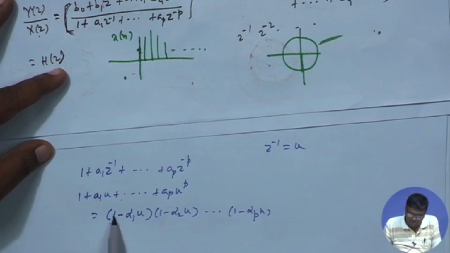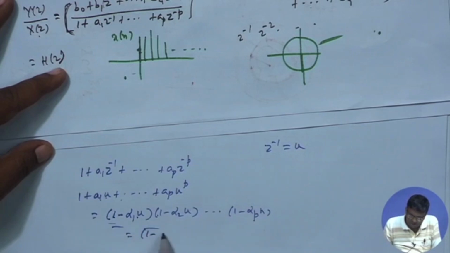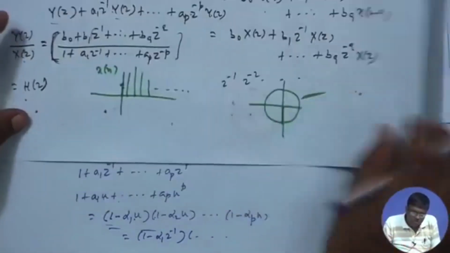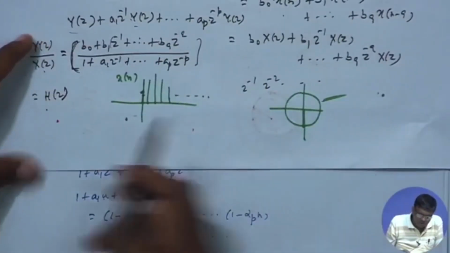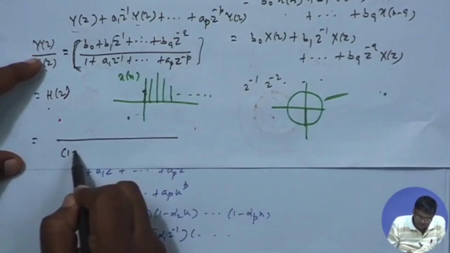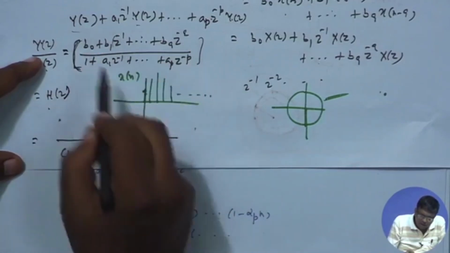So, if you multiply them, 1 into 1 into 1, you will get 1, there will be some term like u with some coefficient, another term u square like that. So, you can factorize, and then u means z inverse. So, 1 minus alpha 1 z inverse dot dot dot. Same you can do in the numerator, but numerator I leave it as it is.